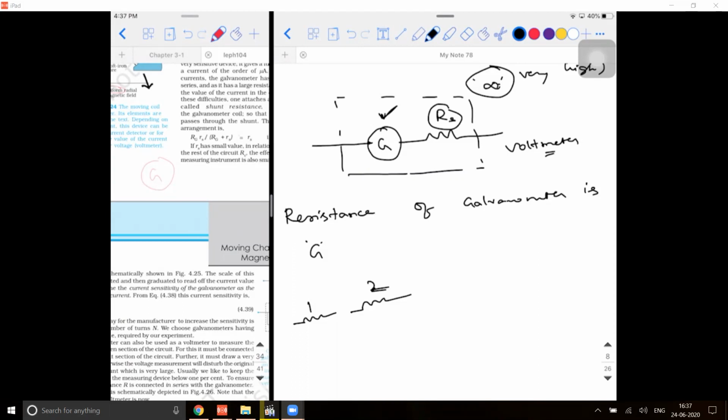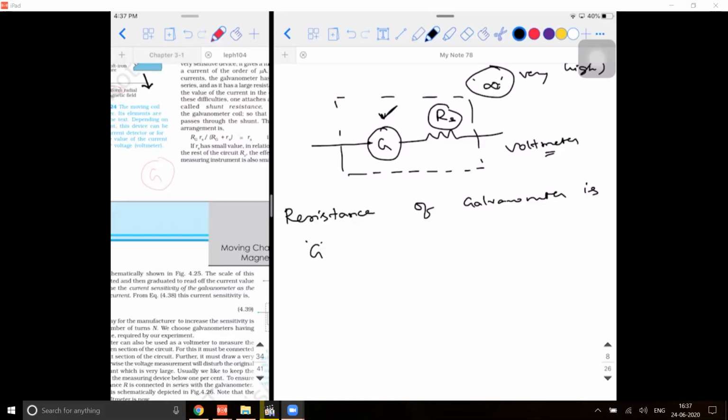Okay, this is how you do a conversion of a galvanometer into a voltmeter. And the reason is very simple, because the voltmeter has very high resistance.